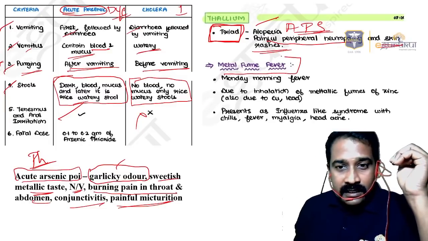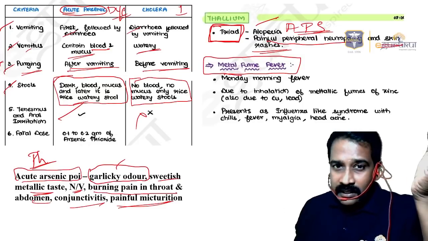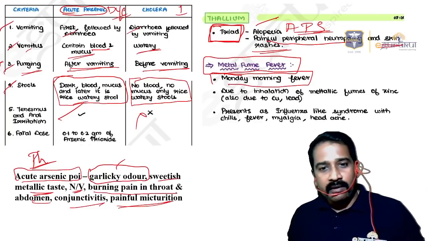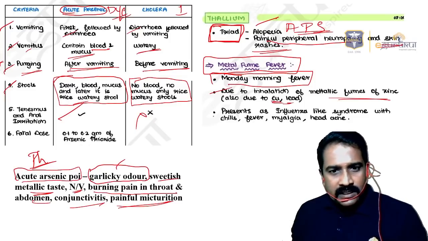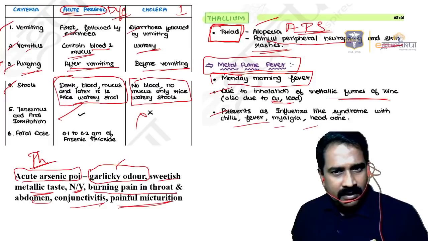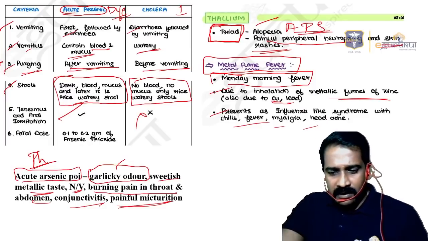Metal fume fever is again asked as a question repeatedly, also referred to as Monday morning fever. It is due to inhalation of metallic fumes, mainly of zinc, and also of copper and lead. It presents with an influenza-like syndrome: fever, chills, myalgia, headache. That is Monday morning fever.